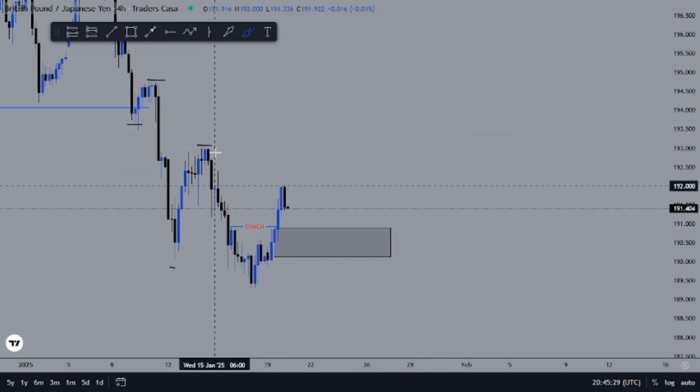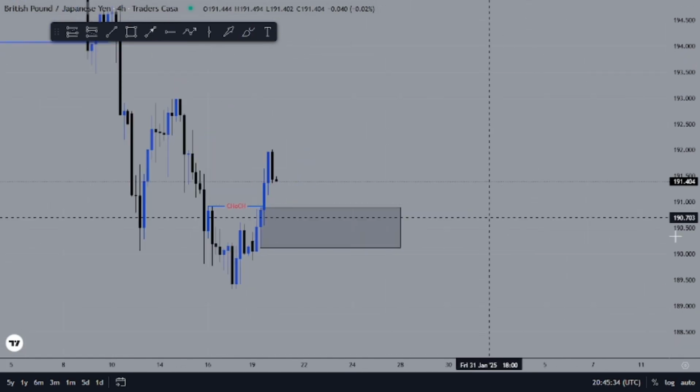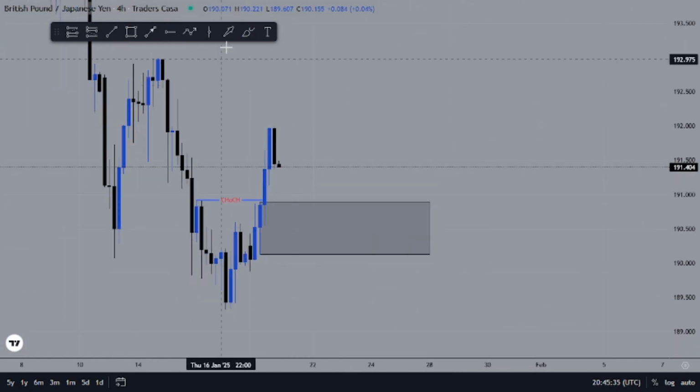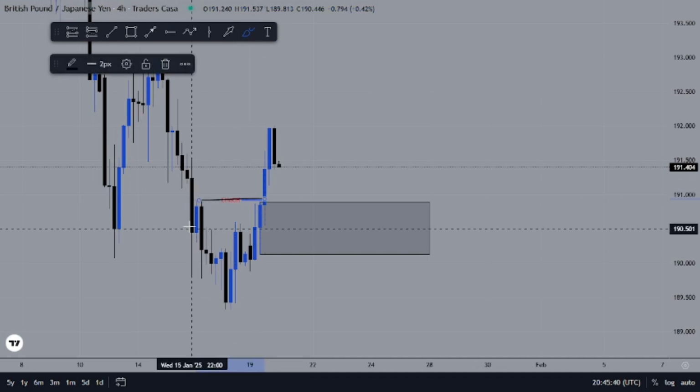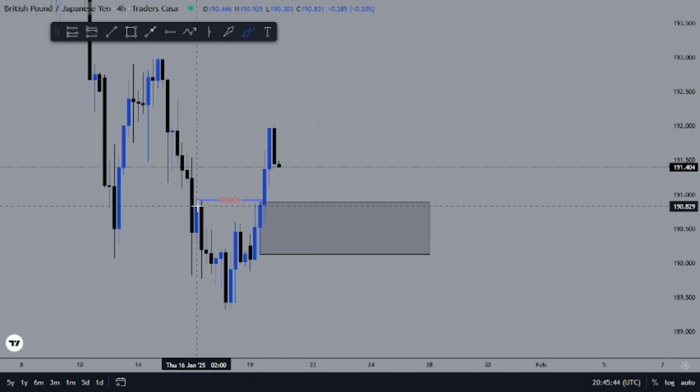So when you take a look at the 4 hour time frame too, you can clearly see that we had a change of character happening in the market with the break of structure coming from this lower high the market was printing when it was in a downtrend.